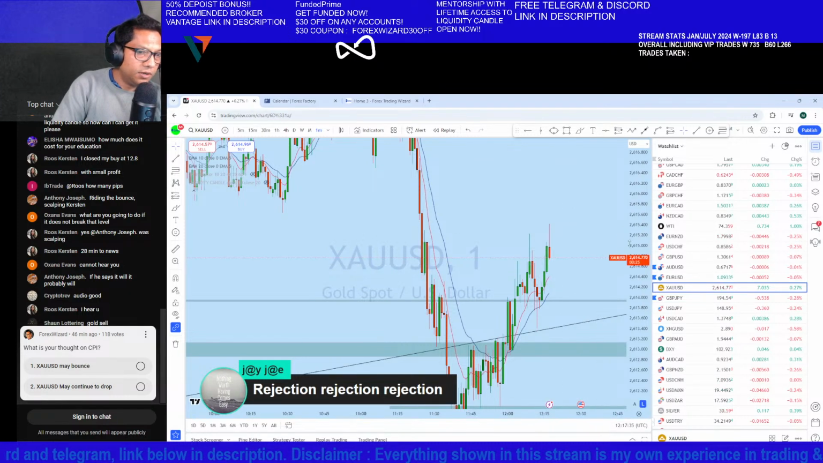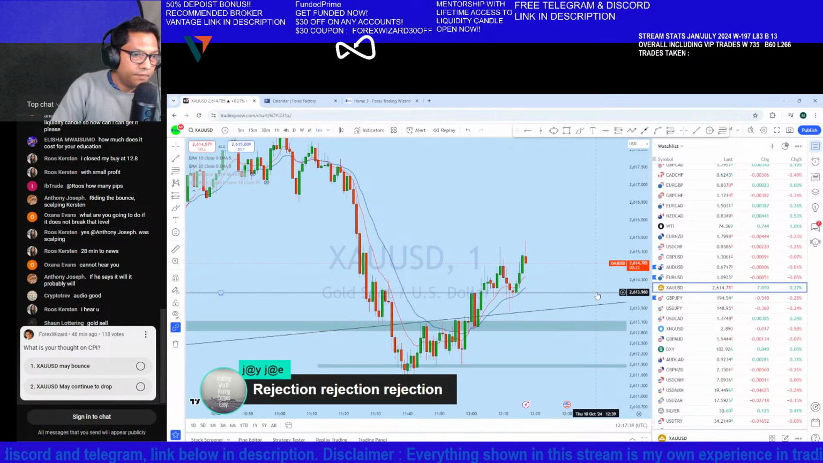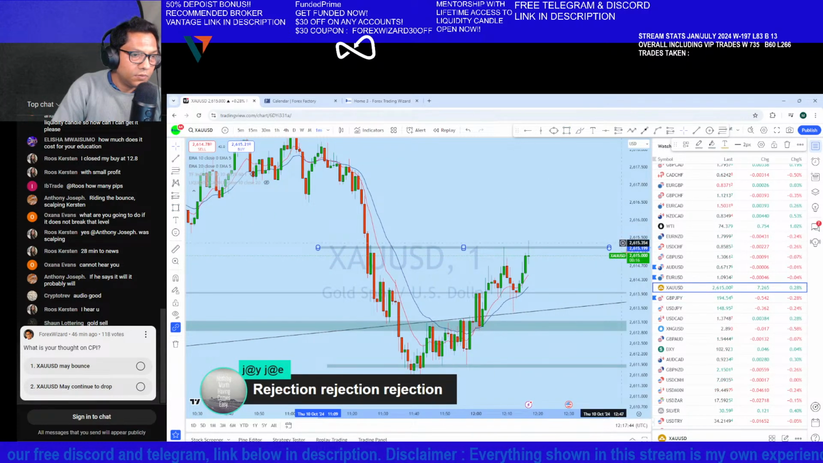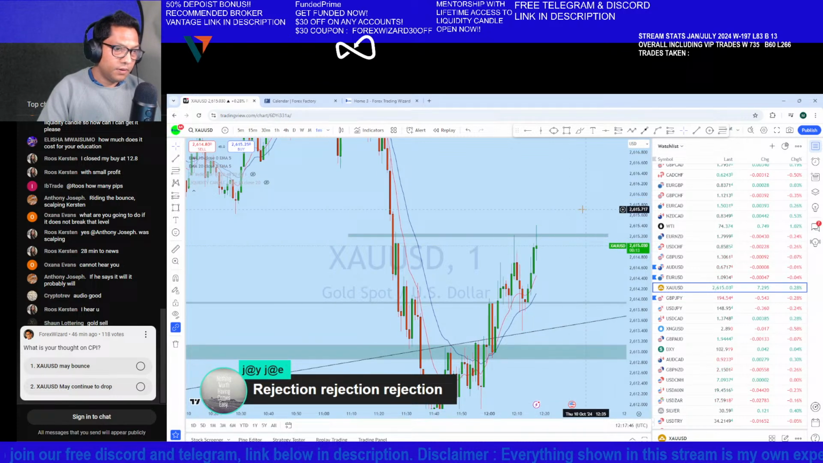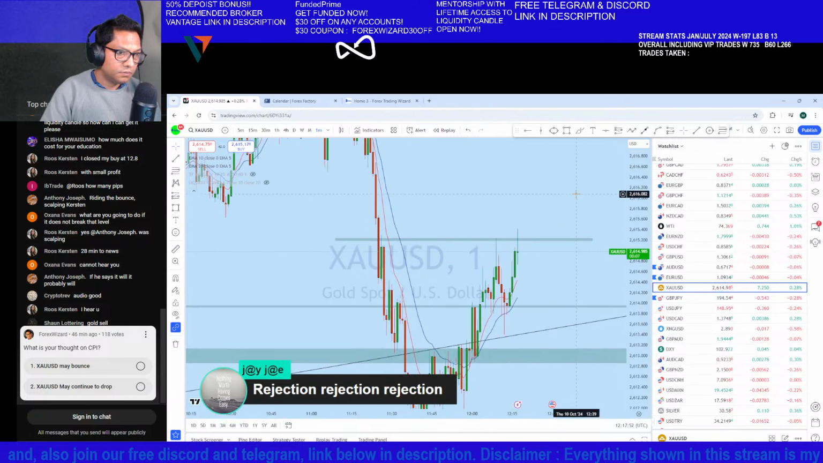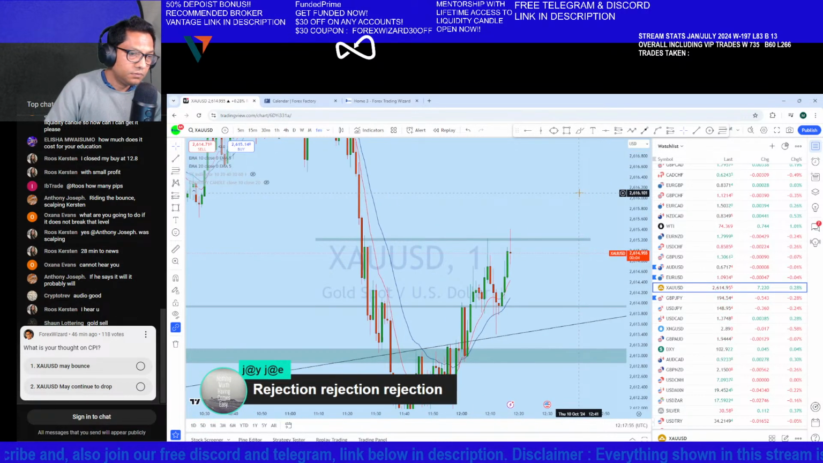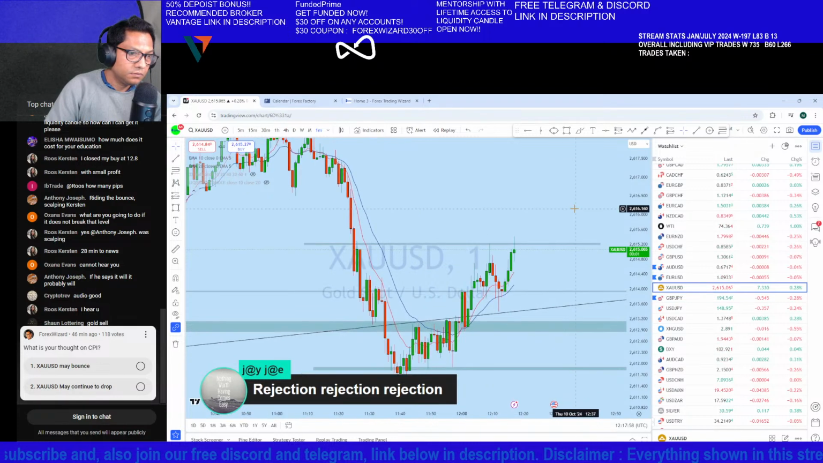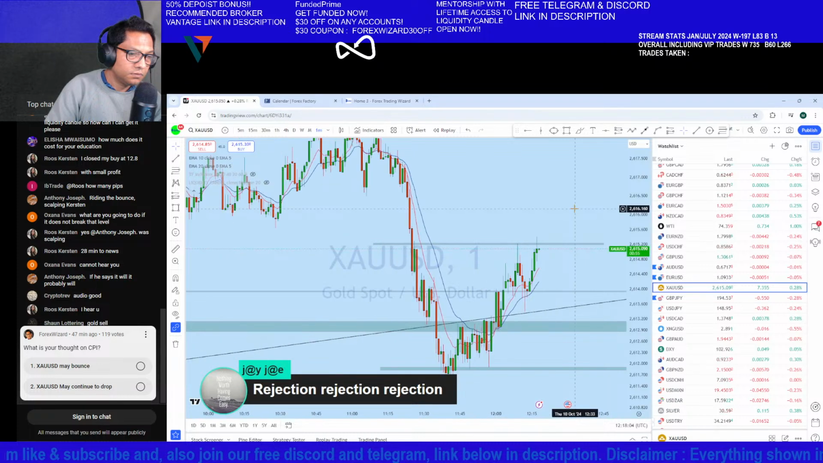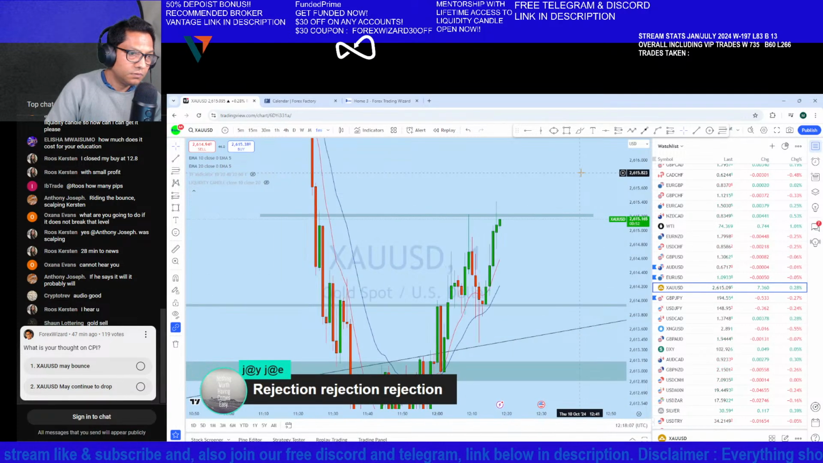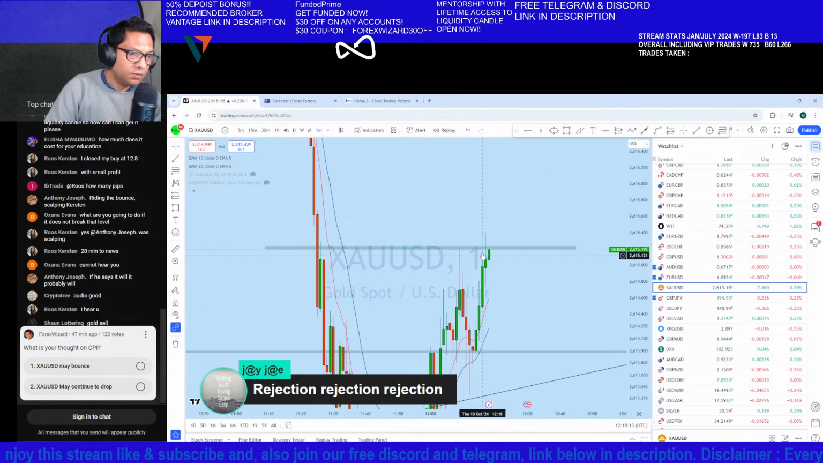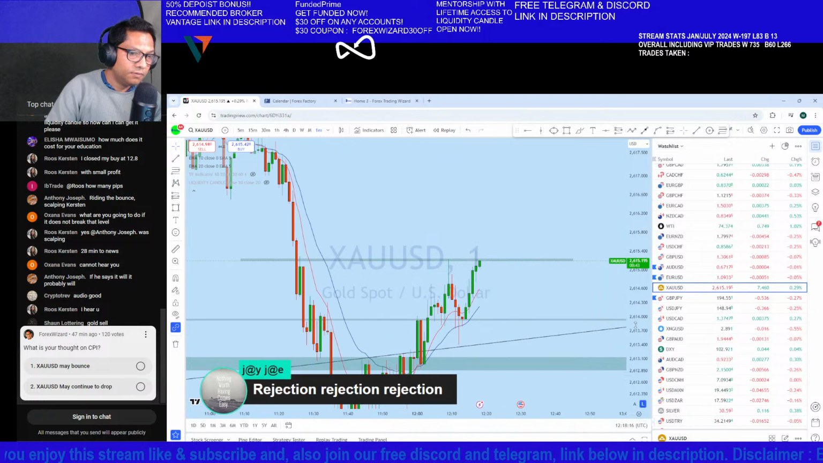Okay, long wick candle here, long wick doji. It's an important level of resistance in that area. Pretty long wicks on both sides.